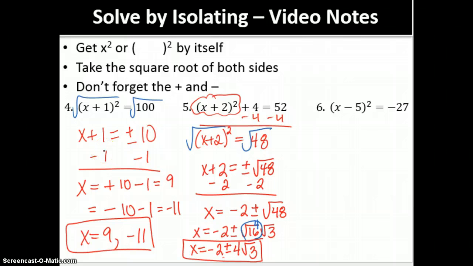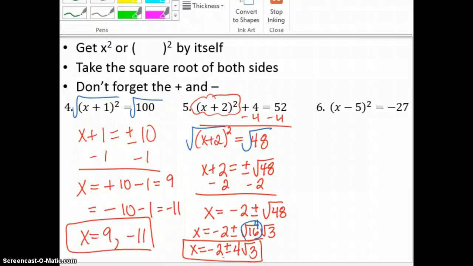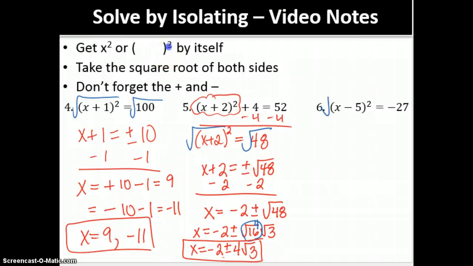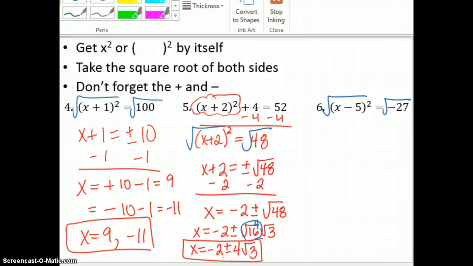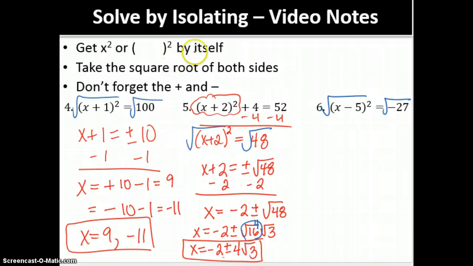Okay, last notes, and then you'll be on to your video examples. We are going to do number 6 here. X minus 5 quantity squared is negative 27. So again, we need to get the parentheses squared by itself, which it is. Then we are going to square root both sides to free up that quantity squared there. So x minus 5 squared square rooted is just x minus 5 equals plus or minus square root negative 27.